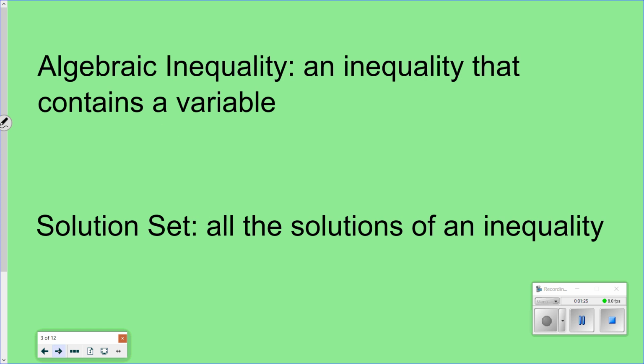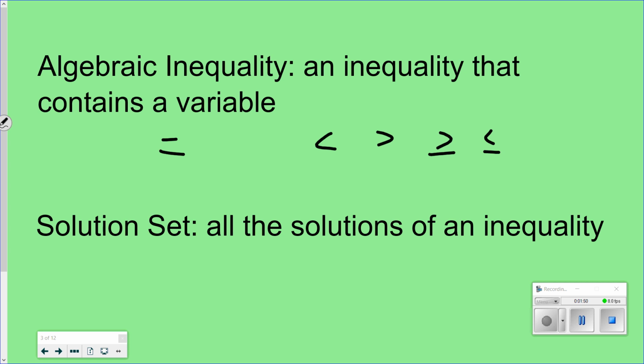First thing I'm going to talk about are two more vocabulary words, and this is algebraic inequality. So this is an inequality that contains a variable. We've been talking about equations, so now we're talking about inequalities, which, instead of an equal sign, are going to have one of these signs. So instead of an equal sign, we're going to have an actual inequality sign in our problem.